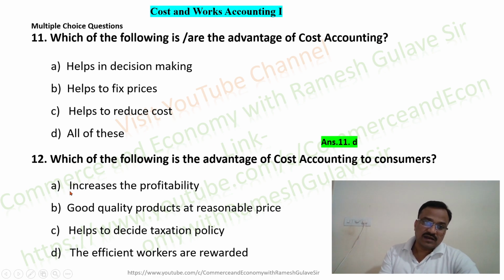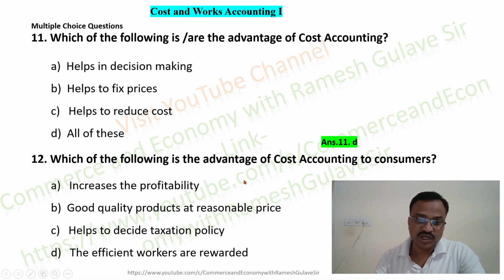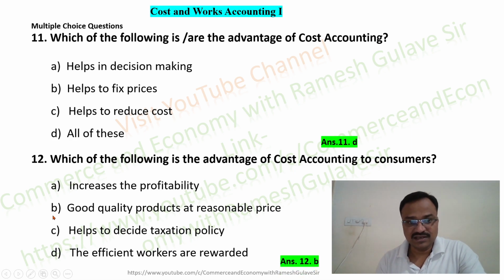So, first option is increases the profitability. See, friends, cost accounting increases the profitability. This is true, but this is advantage to the firm, to the shareholders, not to the consumers, right? Next, good quality products at reasonable price. Yes, this is the advantage to consumers, right? Consumers get good quality products at reasonable price because of the effective implementation of cost accounting. So this is the answer for this question. So here option B is the right answer, right?